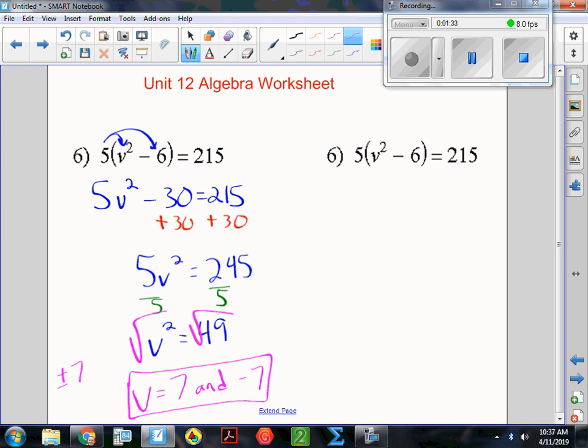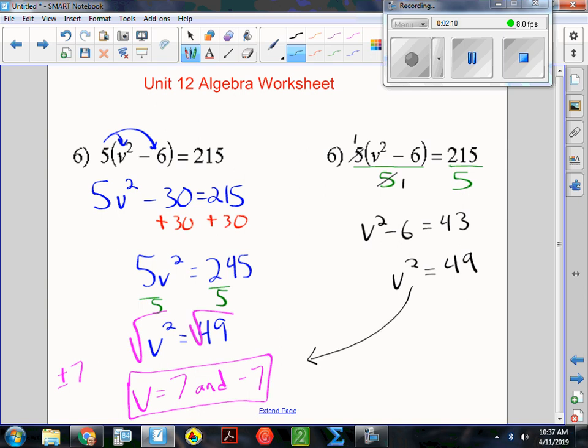So looking at the same problem, another option that you could do is divide by 5 first. Different problems are going to determine which one of these is easier. If I do the divide by 5 option, then I have v squared minus 6, because the 5s cancel to a 1. So 1 times the parentheses is just the parentheses. And then on this side, this time I have 43. Adding 6 to both sides gives me v squared equals 49. And then I can do the same thing.